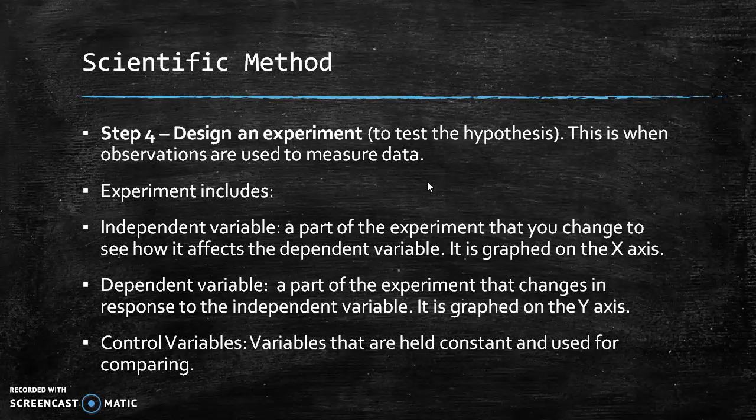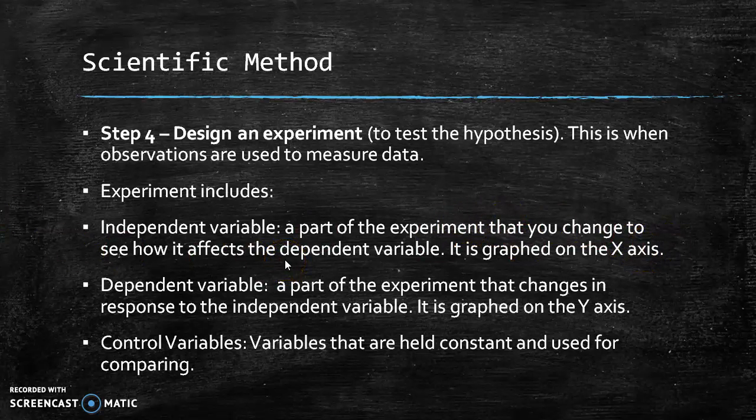Now, when we have experiments, we have 3 important variables that we need to learn about. The first one being independent variable. Independent variable is a part of the experiment that we change to see how it affects the dependent variable, right? And it is graphed on the x-axis. X-axis is the horizontal one on the graph. So it is the one that we change, right?